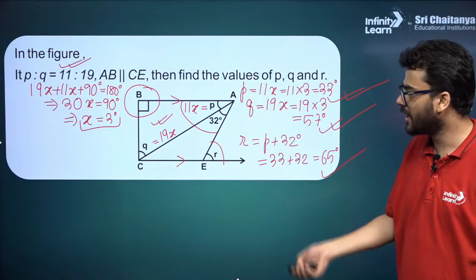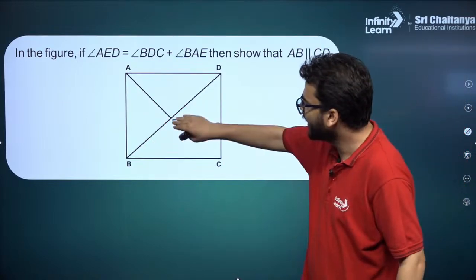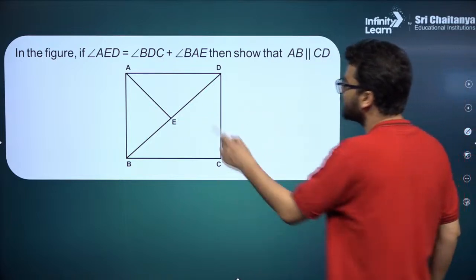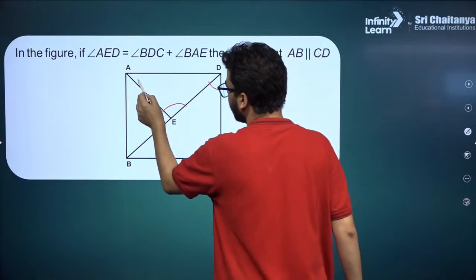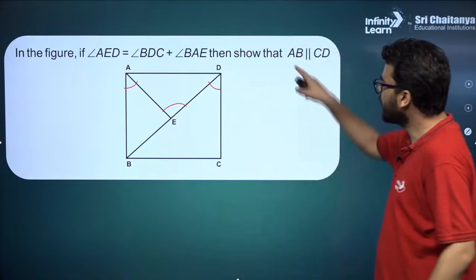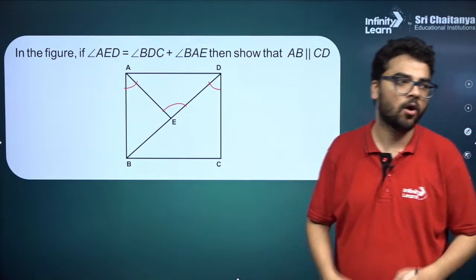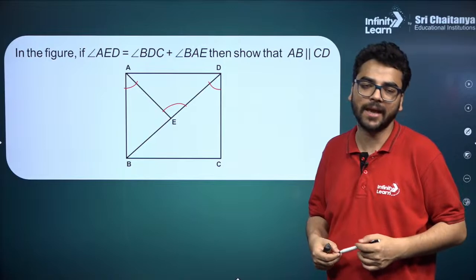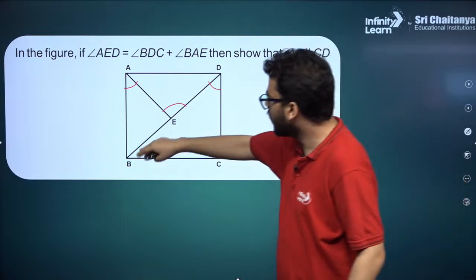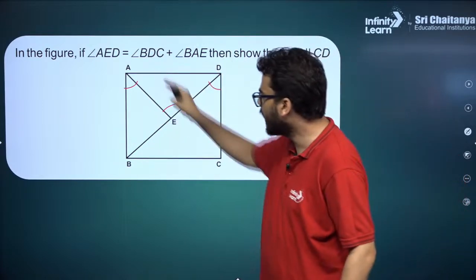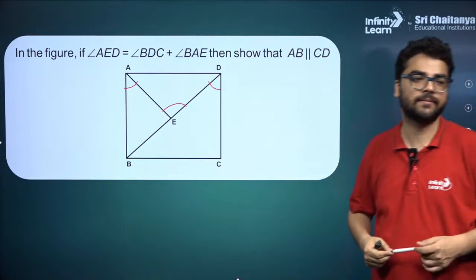Okay, let's move on to the next thing. Can you do this one? This is a proof-based question basically. It is given over here that AED is BDC plus BAE. So we have to prove that AB is parallel to CD. How can we do this, guys? Can you tell that? The proof is pretty simple. AED is given to be equal to BDC plus BAE. We have to prove that AB is parallel to CD over here. Can you tell that, guys?